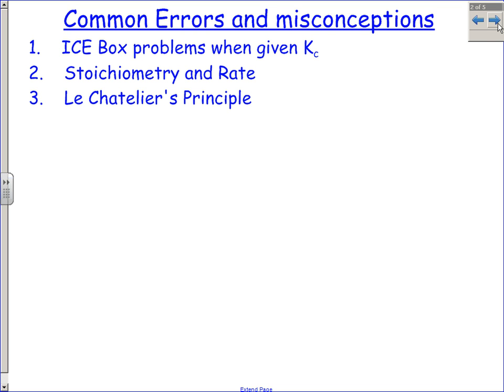Stoichiometry and rate. Now this is really related to a concept from last chapter. Remember, equilibrium is all about rates. So our ideas from last chapter don't go away. And then finally, some things related to Le Chatelier's Principle. Some things students do well, some things students tend to struggle with a little bit more. So those are the three main things we'll be looking at.